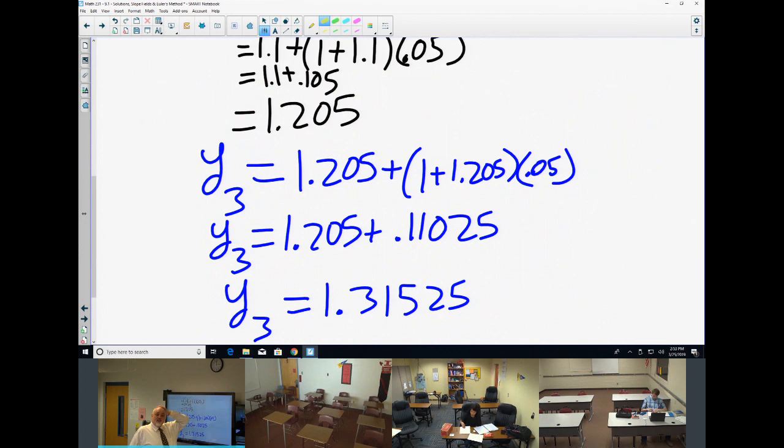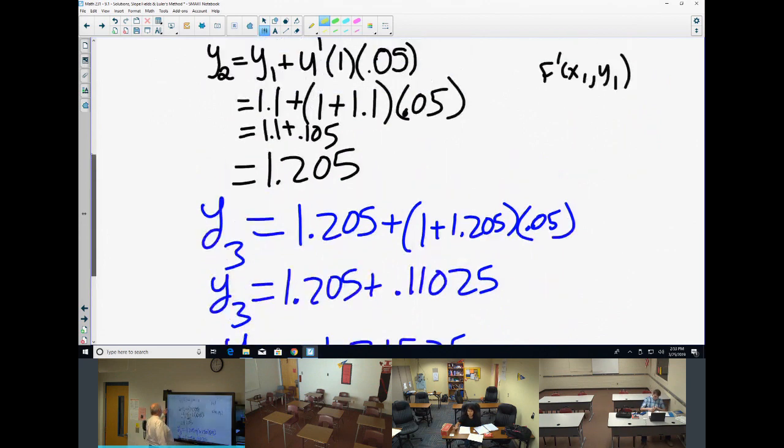Were there any questions on any of that from 9.1 or anything previous in the sheet? Okay. Well, then let's go to 9.2.